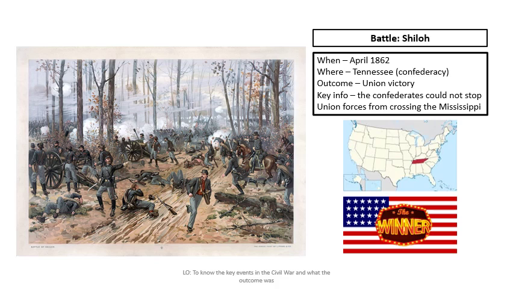The key info for me to give you here is that the Confederates could not stop Union forces from crossing the Mississippi River, which is a huge river that goes across those states. That's what the Confederates wanted to do, and they failed. The Union forces got over to the other side, hence the Union forces won.